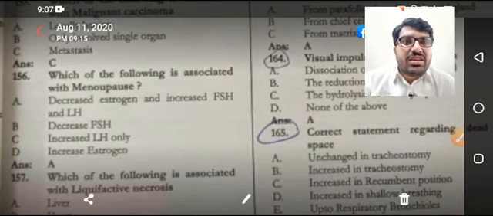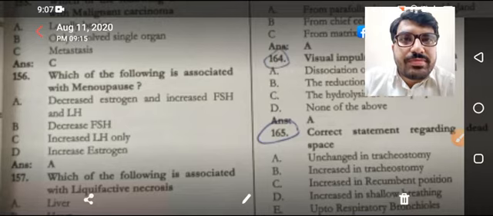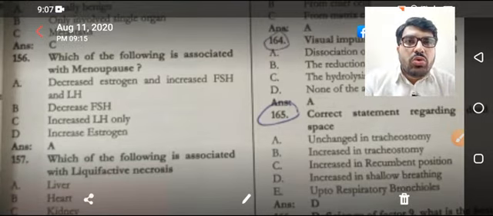Which of the following is associated with menopause? The answer is decreased estrogen and increased FSH and LH. Option A is the right answer. Estrogen goes down and the FSH and LH go up.